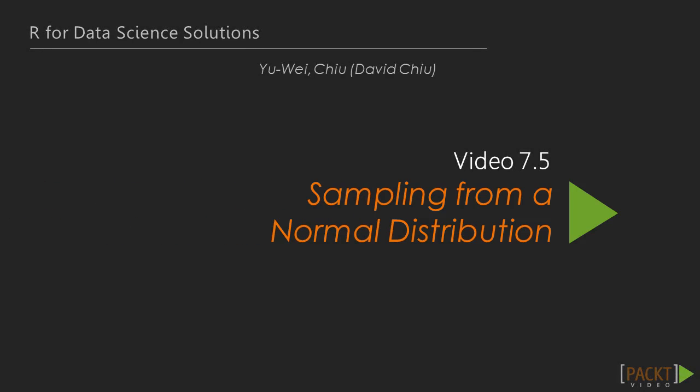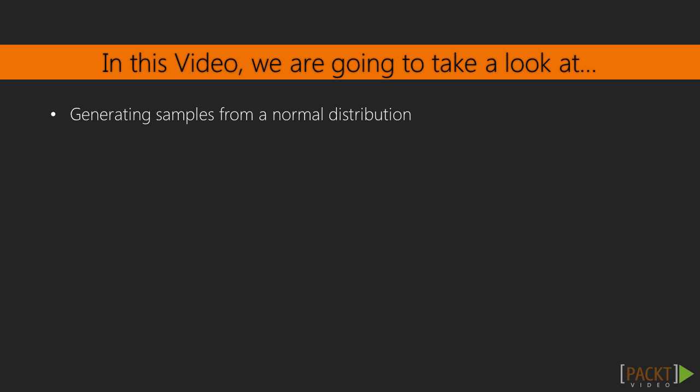This is the fifth video of the section, Sampling from a Normal Distribution. In the previous video, we learned to generate Poisson random variates. In this video, we'll demonstrate how R generates samples from a normal distribution.